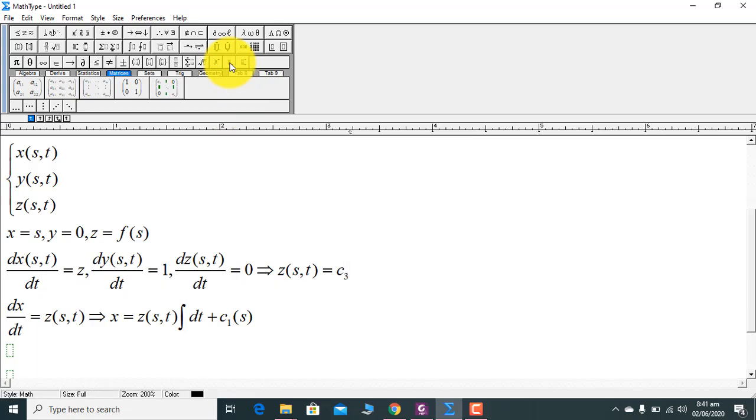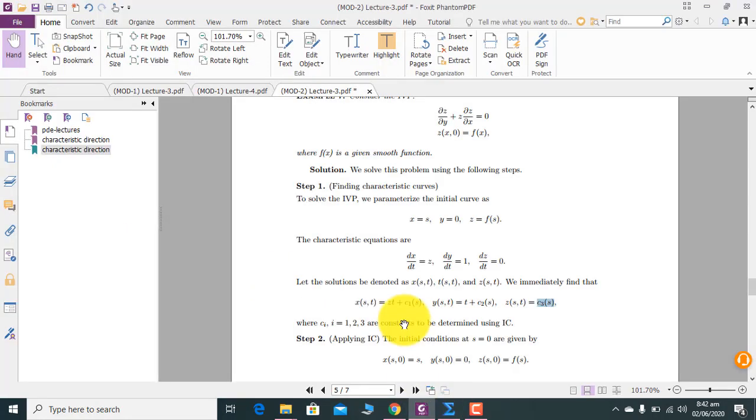So this step you must take care of. Now it is permissible to take z outside the integral. You can write c3 instead, and the answer will be c3 t plus c1. Instead of c3 I have directly written z. So that is your answer in the PDF lectures.